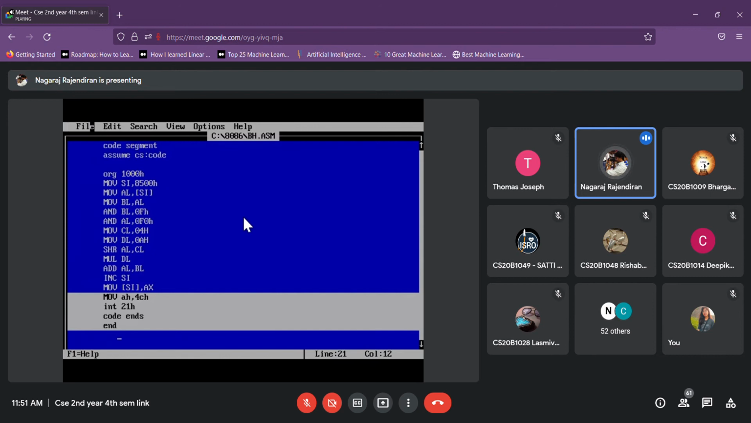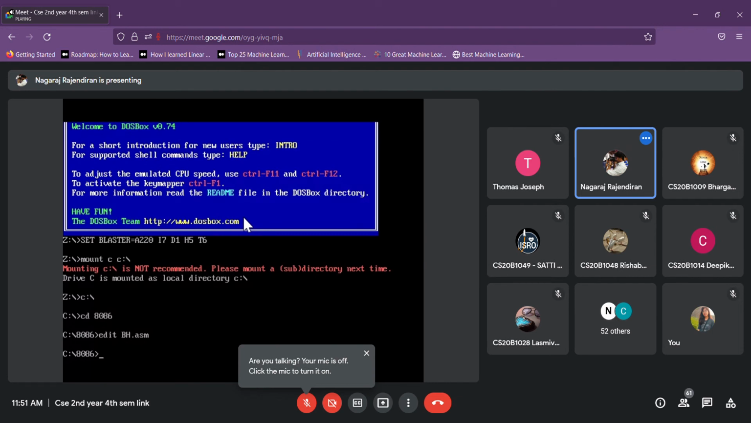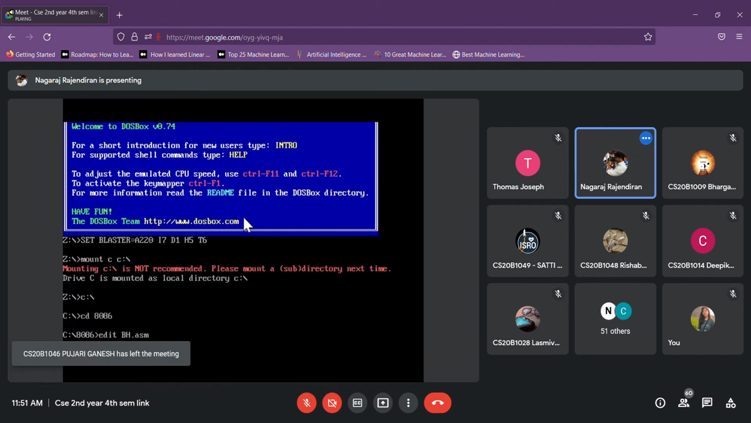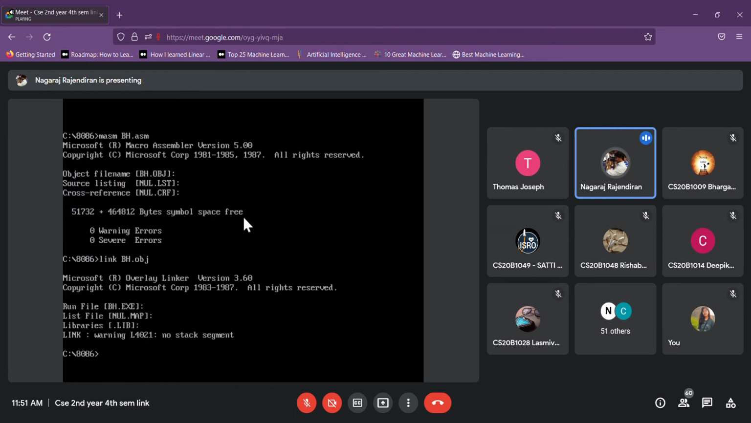Okay, I will show the results now. MASM bh.asm. I am not getting any errors. Then link bh.obj, the object file. No stack segment, okay, this also runs fine. Then debug bh.exe.